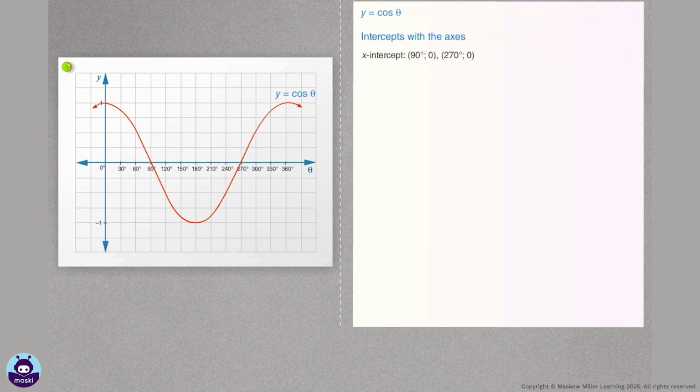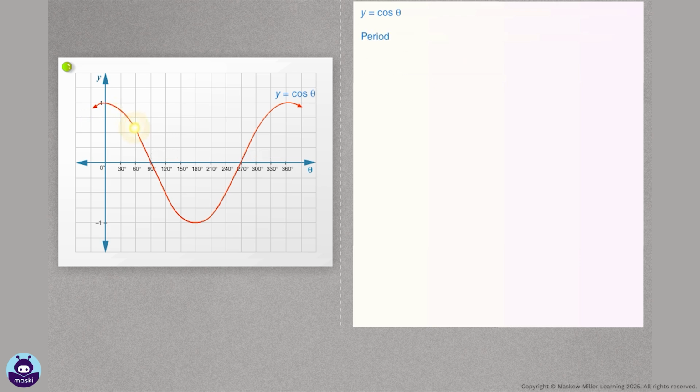A function is said to intercept an axis when it cuts or touches it. The cosine function intercepts the x-axis at the points (90°, 0) and (270°, 0), and the y-axis at the point (0°, 1).